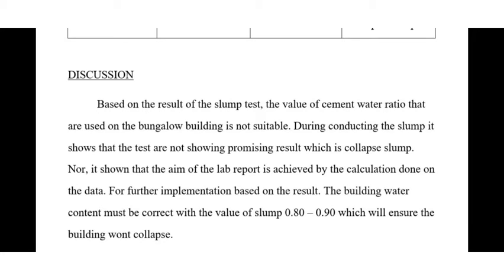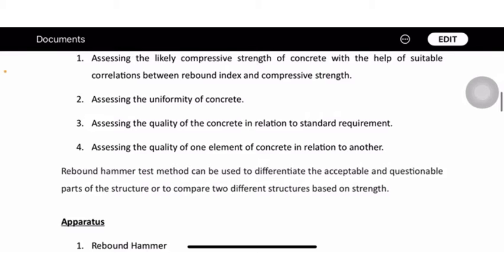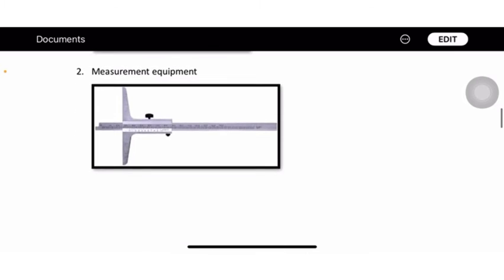Thank you. Rebound hammer test. The objective is to assess the compressive strength of concrete with the help of a suitable correlation between rebound index and compressive strength, assess the uniformity of concrete, assess the quality of concrete in relation to standard requirements, and assess the quality of one element of concrete in relation to another. The apparatus that we need is a rebound hammer and measuring equipment.